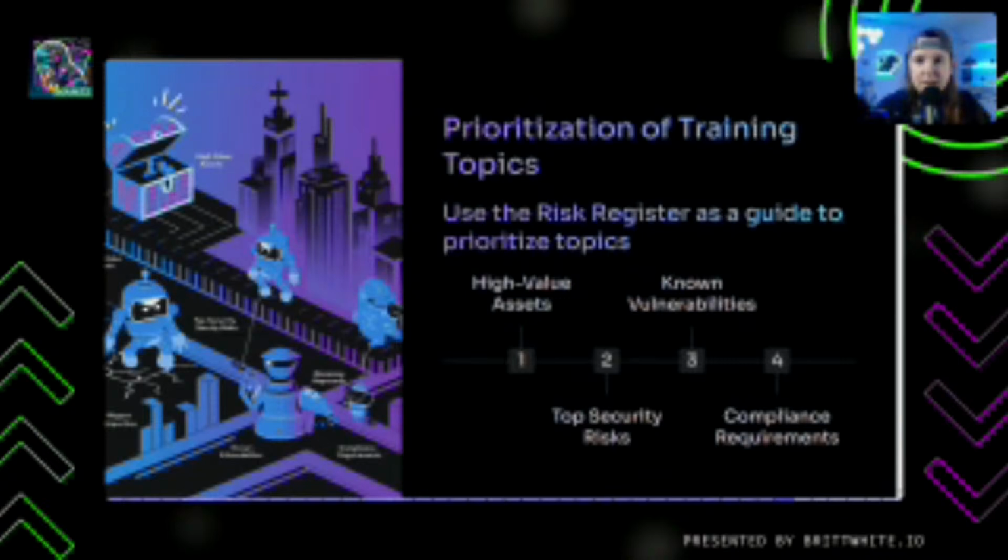jewels. Next up are our top security risks. If we know phishing is our biggest threat, that needs to be at the top of our training list. It's like knowing your neighborhood has a specific crime problem, so you'd focus on preventing that first.